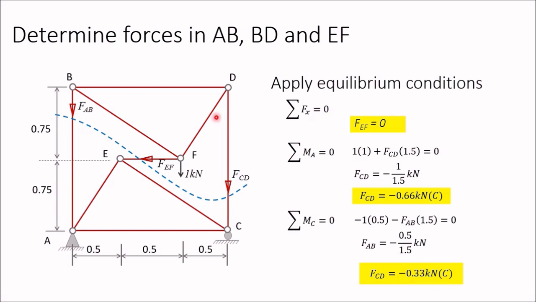So out of these three members, force in this member is 0, and these two members are compression members. Force in this one is FAB, by mistake I have written FCD. So force in FAB is 0.33 kilonewton, and in CD its value is 0.66 kilonewton.